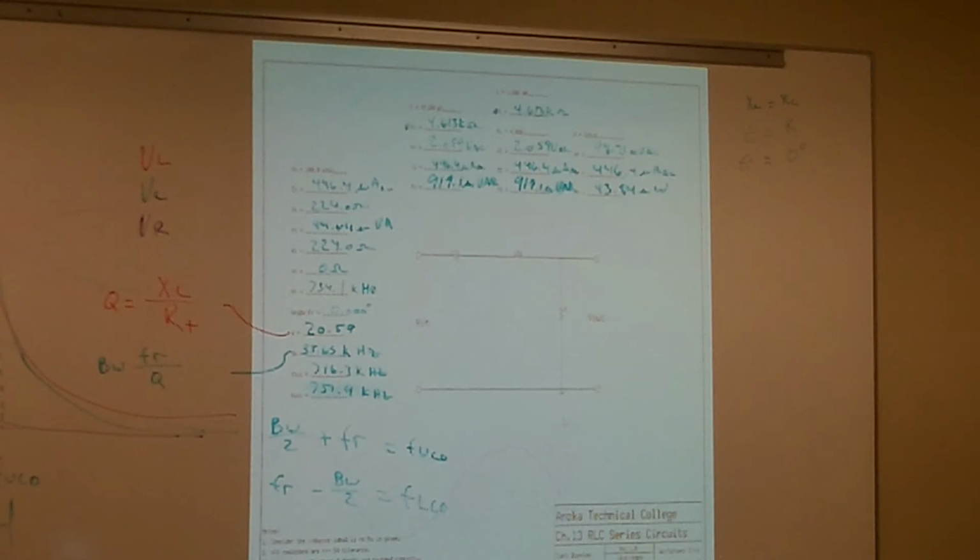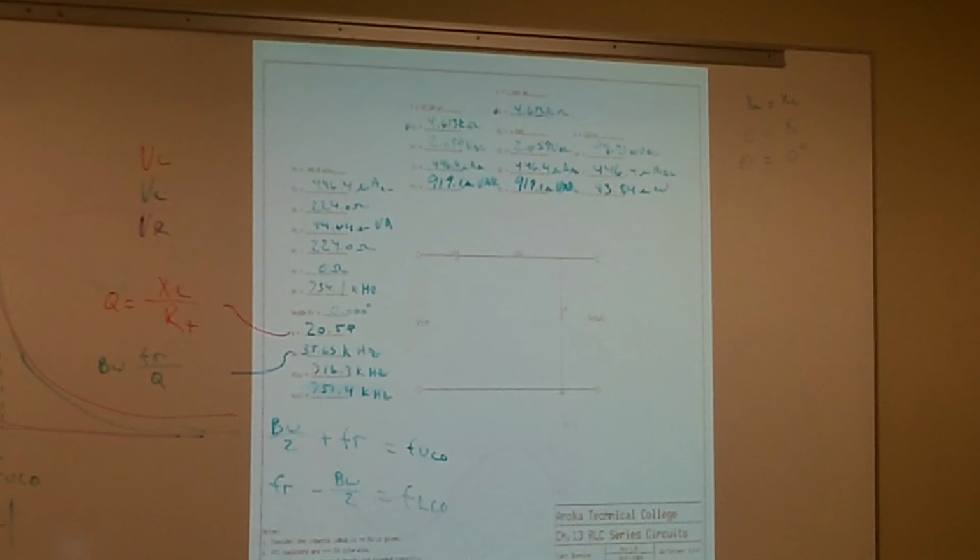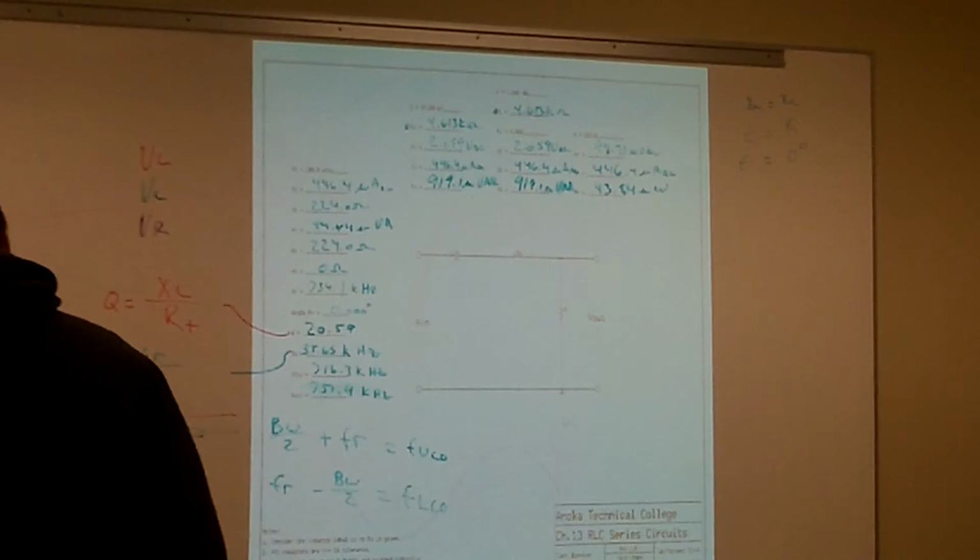My frequency cutoffs also mark something else that happens right at this point. This is where my XC or my VC is going to equal 70.7% of my voltage source. That's going to be my lower frequency cutoff. On my lower frequency cutoff, I'm going to have a certain angle. What do you think that angle is going to be?